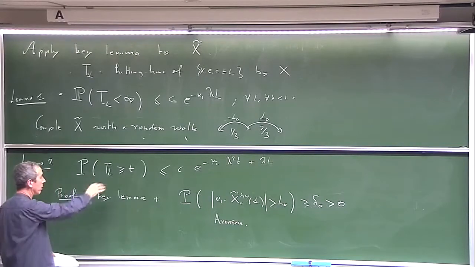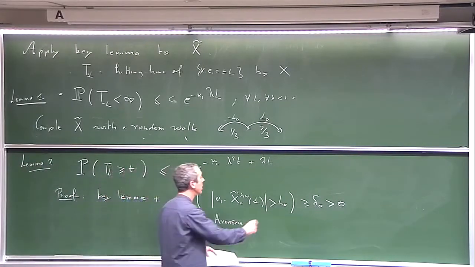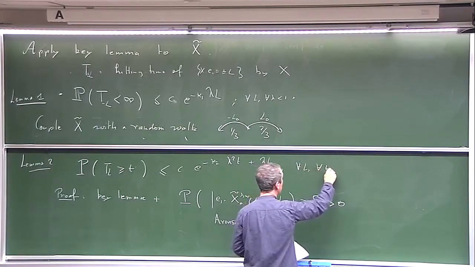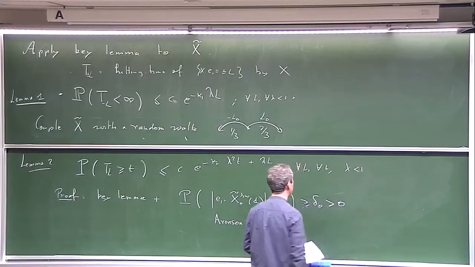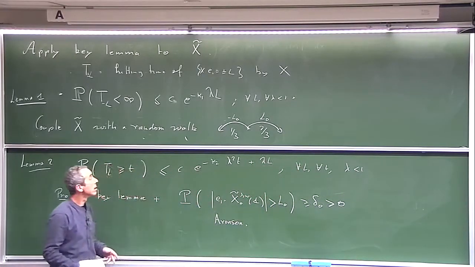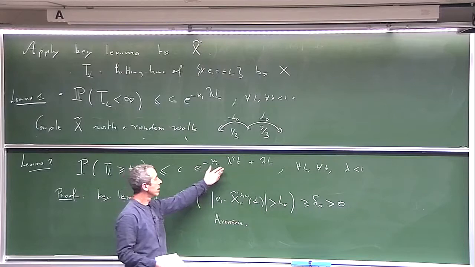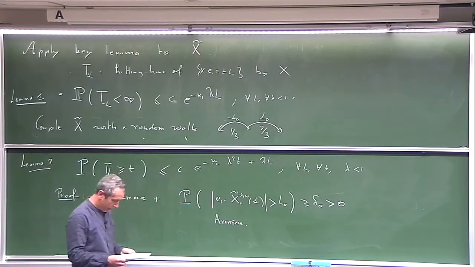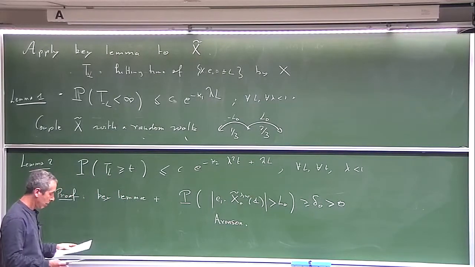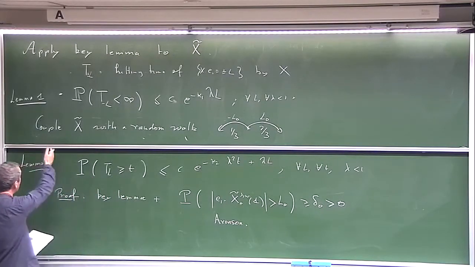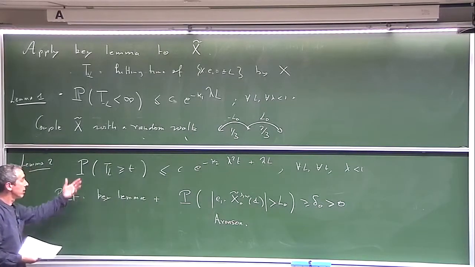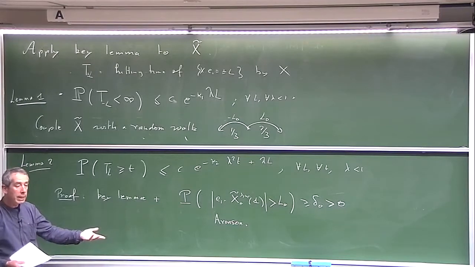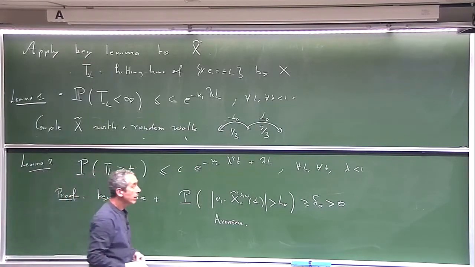Also because I put a C, this is okay for all L, for all T, and for all lambdas less than one. But in fact, this bound is only useful when lambda squared T is larger than lambda L. But it should always be true. So the two lemmata here express in a quantitative way the fact that the diffusion is going to move in the direction E1, which is what we would have expected anyway.